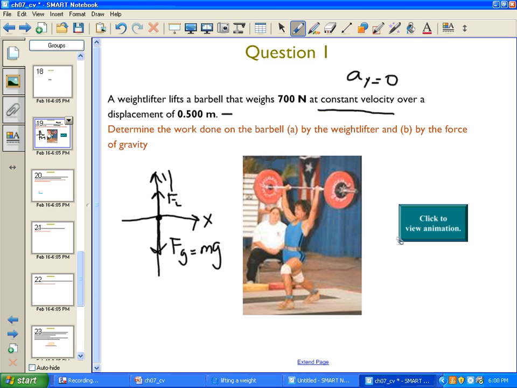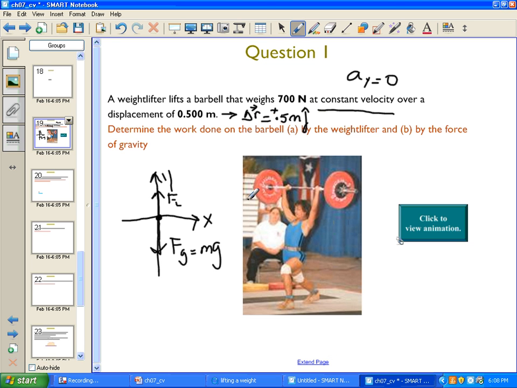This, by the way, is the displacement which is given to us, delta R, and because this is the lifting phase, we know that delta R will be equal to 0.5 meters in the positive j hat direction. In other words, the lift is upward.